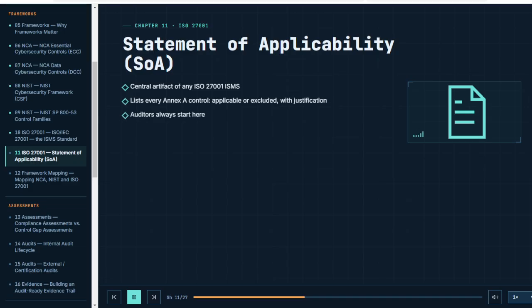The statement of applicability is the central artifact of any ISO 27001 ISMS. It lists every Annex A control, states whether it's applicable or excluded, and justifies that decision, which is exactly why every auditor starts by reading it. In summary, central artifact of any ISO 27001 ISMS, lists every Annex A control, applicable or excluded, with justification. Auditors always start here.